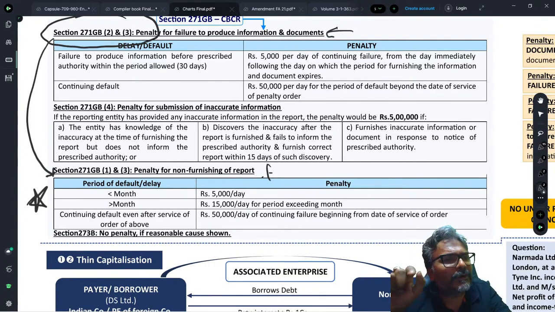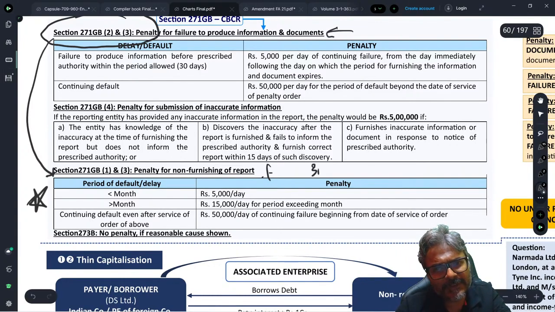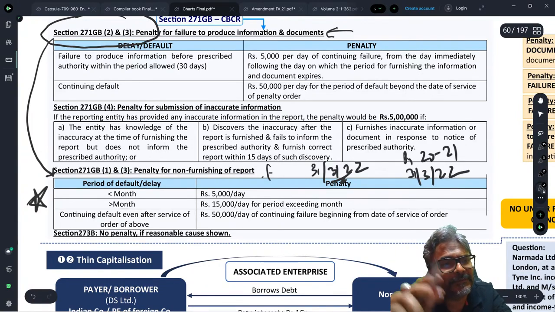Supposing, students, they have not filed the CBCR. I have told you the due date of CBCR, isn't it? Which was 31st of March, 2022. In our example, for the previous year 2021, which we did, the CBCR had to be filed by 31st March 2022, 12 months from the end of the financial year.